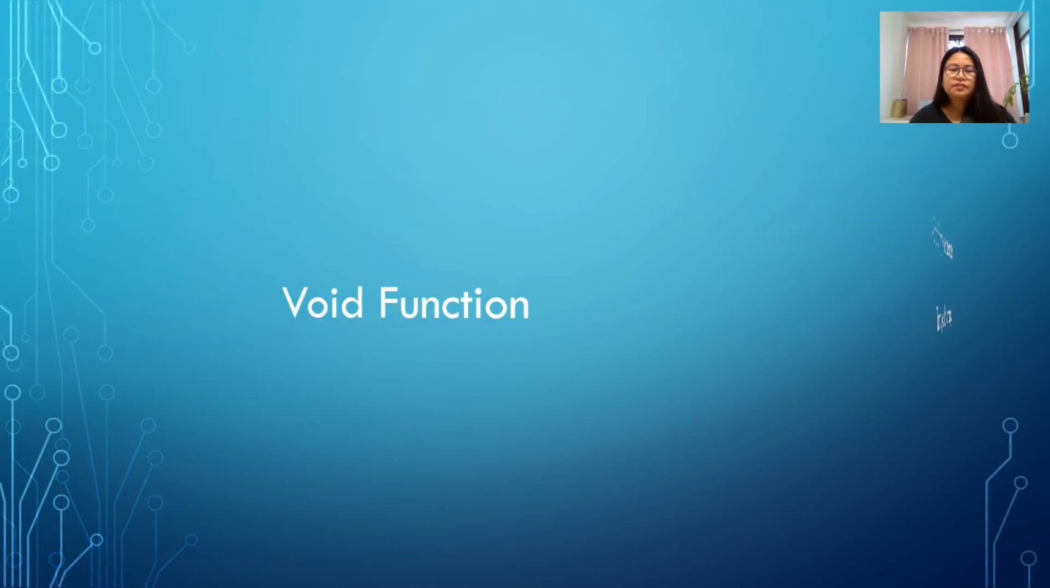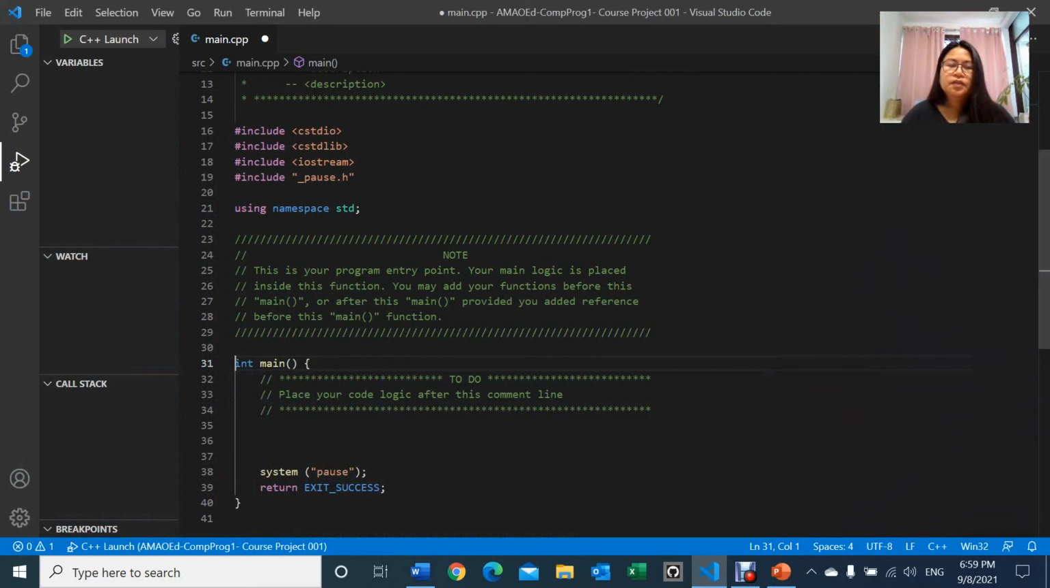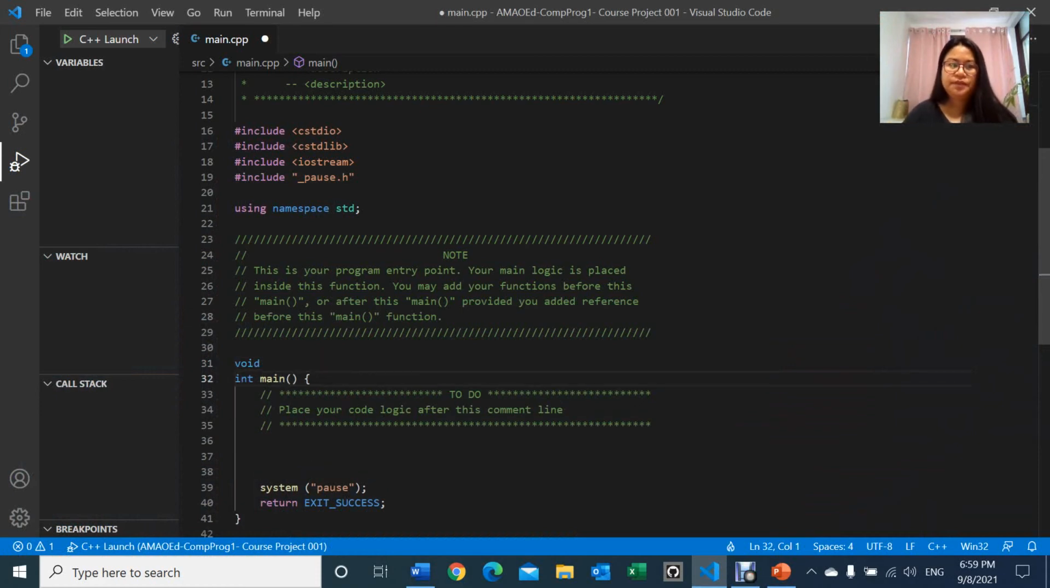So this is the sample program of a void function. So we do void. Let's try to multiply two integers, and the output will show you the product of the two integers. So multiply, integer a and integer, let's use b.